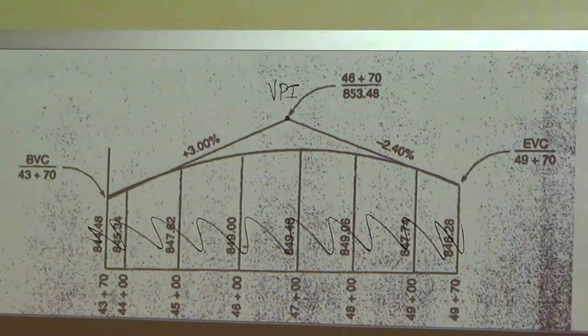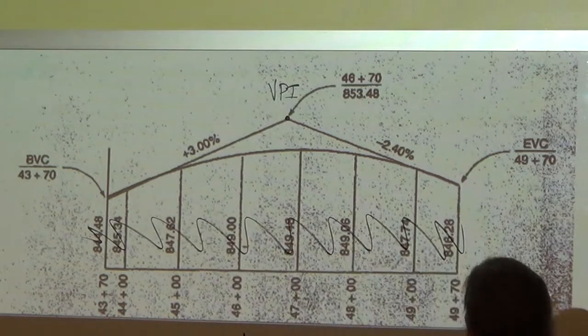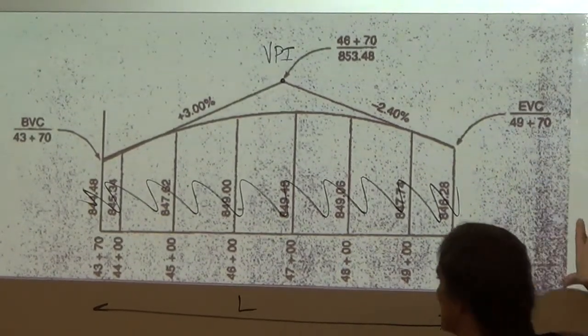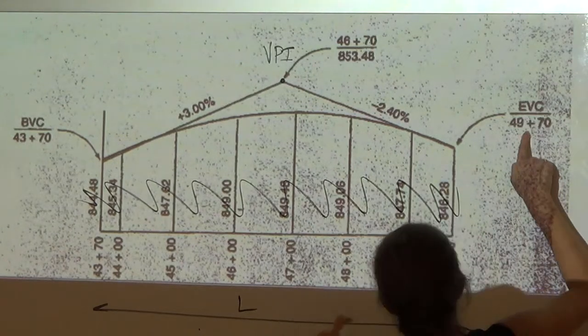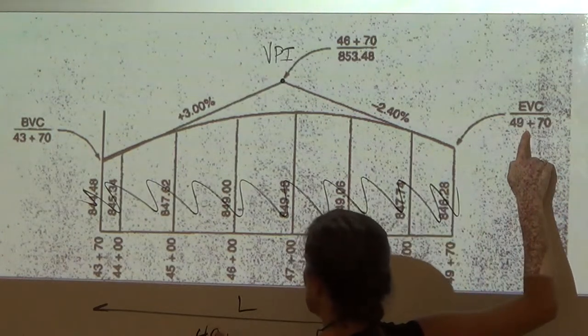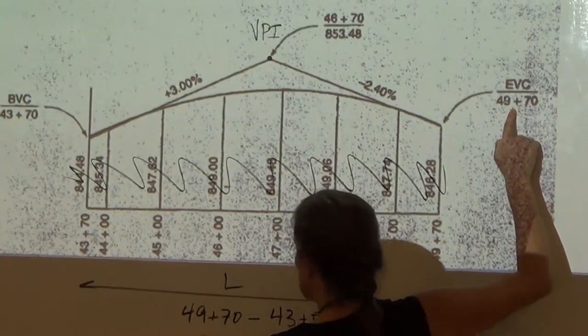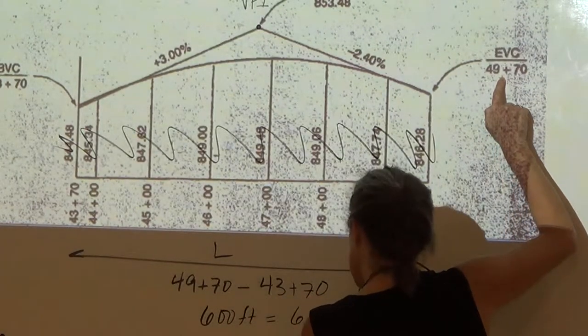See, I have the station. So do I know what L is? What is it? Remember, L represents the horizontal distance, right? L is 7, 8, I mean 6, I can't do math right now. It's the station final minus station initial. It's 49 plus 70 minus 43 plus 70, which is 600 feet or 6 stations.